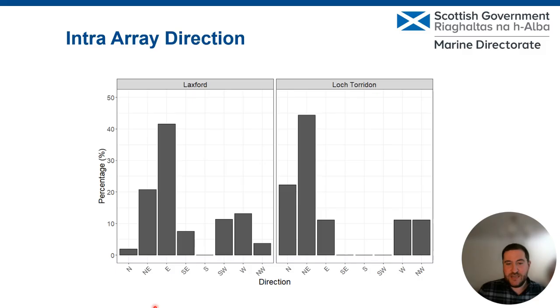But what you can also take away from this is that there are movements in all directions pretty much across the array itself, that it's not a consistent direction in simply a north or a northeasterly direction, that these fish are going southeast, southwest, west and northwest as well, that the fish are moving in all different directions. It's not an active or a simple straight line direction that we might have considered before.